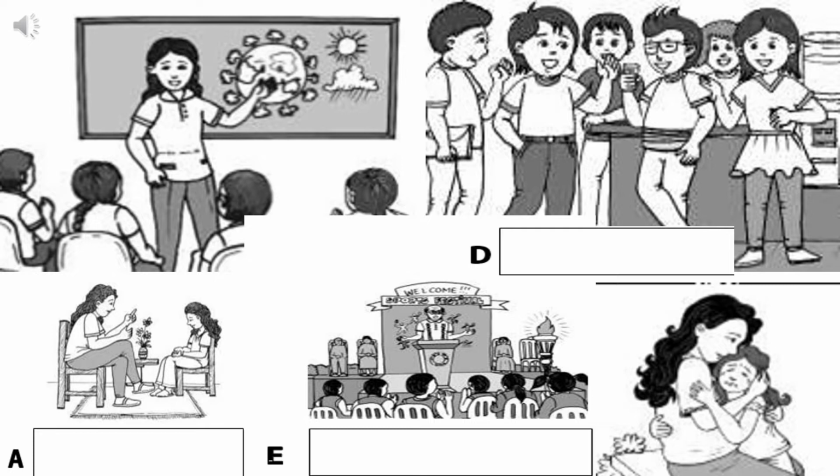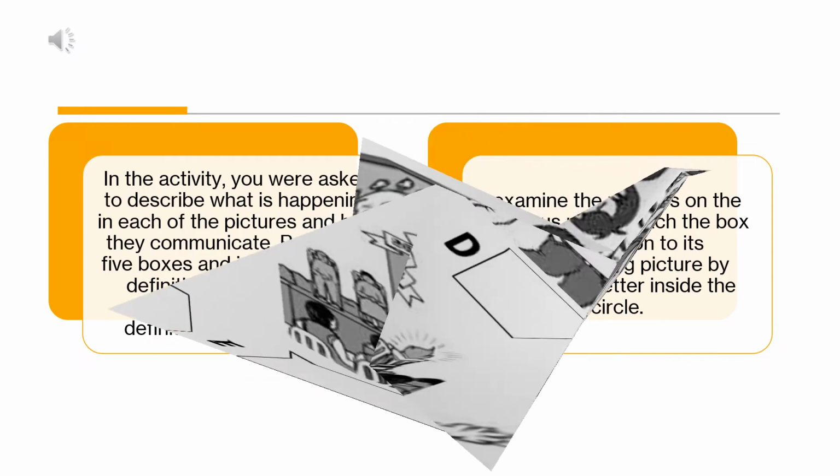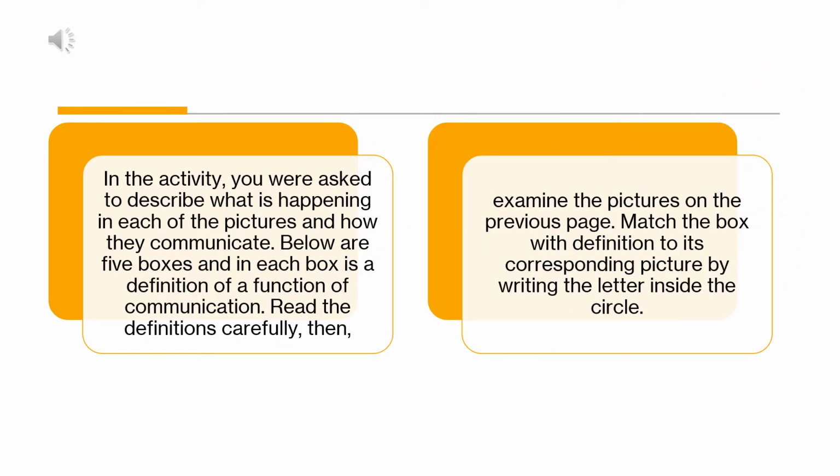So let us figure out to which function of communication each photo belongs. In the activity, you were asked to describe what is happening in each of the pictures and how they communicate. Below are five boxes, and each box is a definition of a function of communication. Read the definitions carefully, then examine the pictures on the previous page. Match the box with the definition to its corresponding picture by writing the letter inside a circle.